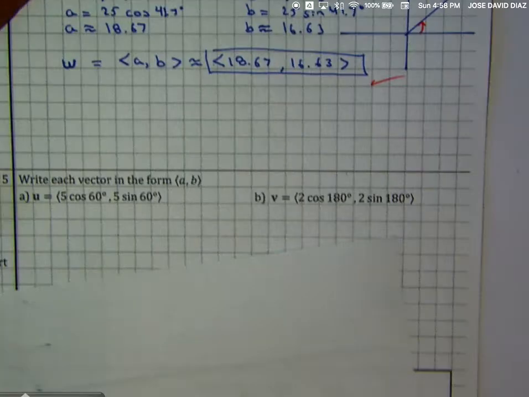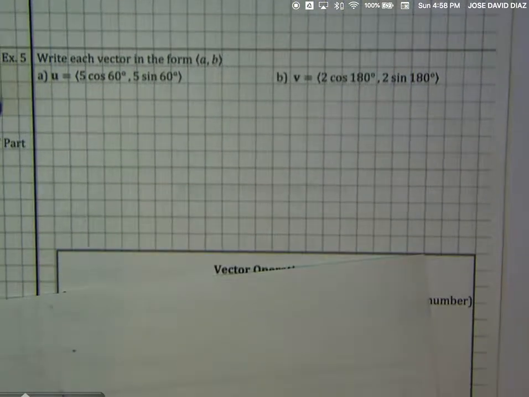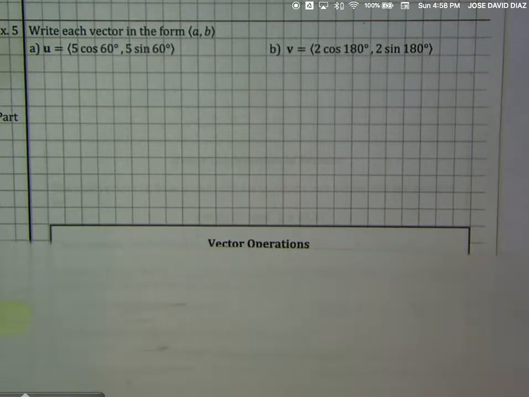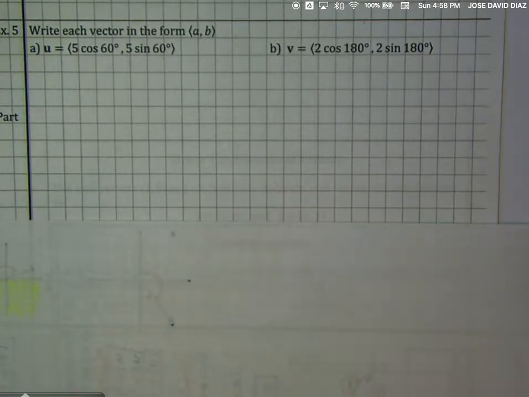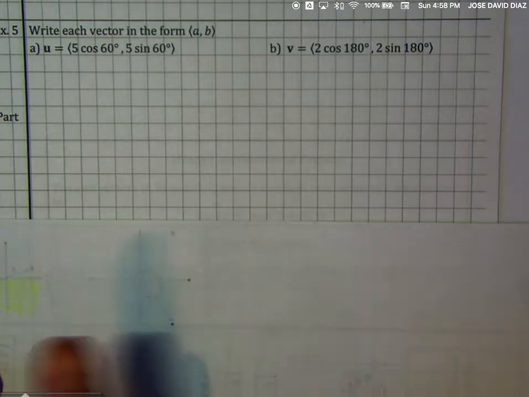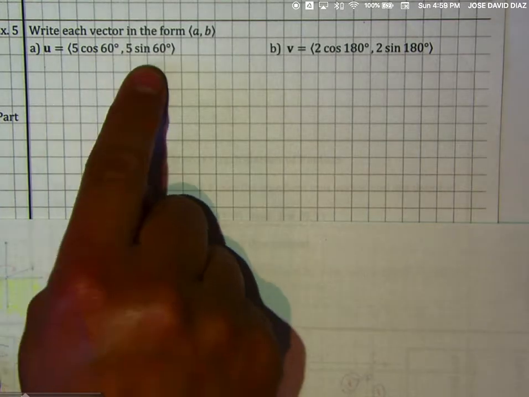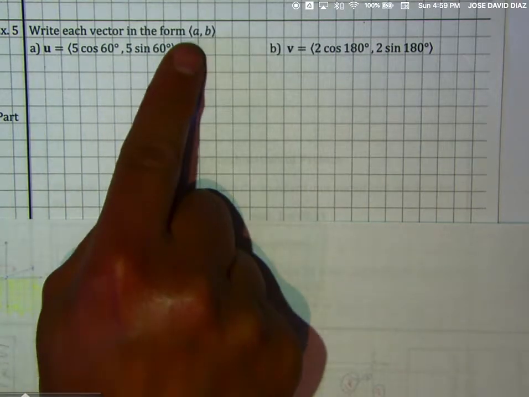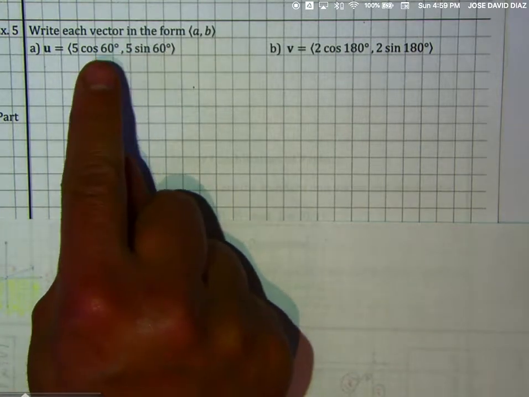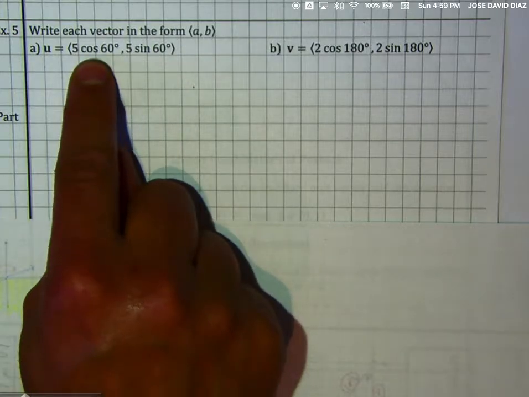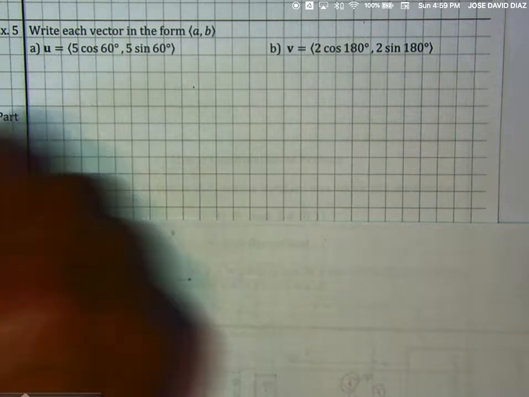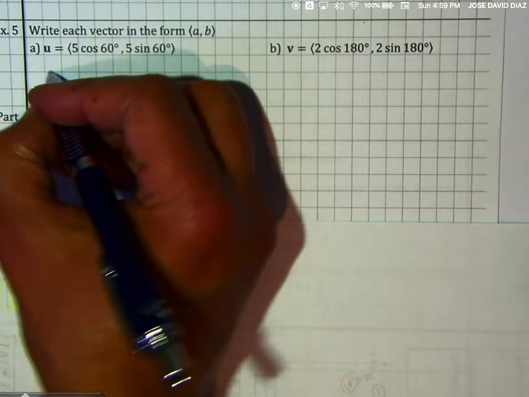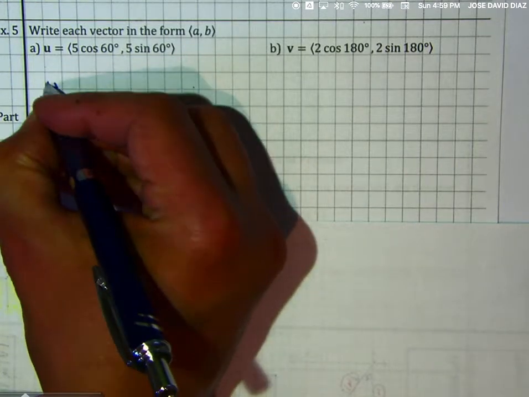Example number 5. Write each vector in the following form. Go and pause it, write it down, and then we can start once you're ready. So sometimes they give you this vector, and they just want you to be able to simplify. And sometimes they'll allow you to use a calculator. In this case, 60 is one of the angles that we do know. So at this point, you should have it memorized, and I know that all of you do.